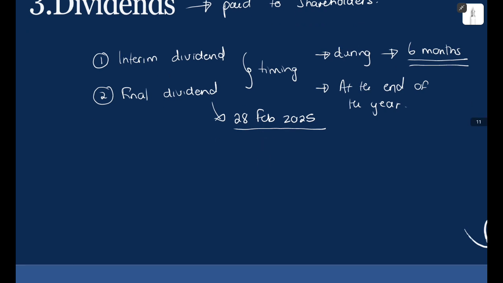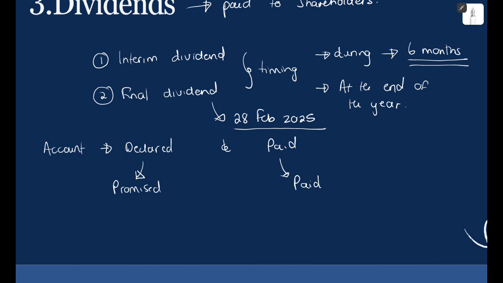Now, how do we account for these two things? So we need to understand the difference between declared and paid. What is declared? Declared means that something has been promised. We have promised that we will do something, and paid obviously means that it was paid. So the difference between these two things will help us understand how to account for the dividends. If something was declared, it means that it was promised to be paid. It's not yet paid, but it was promised to be paid.